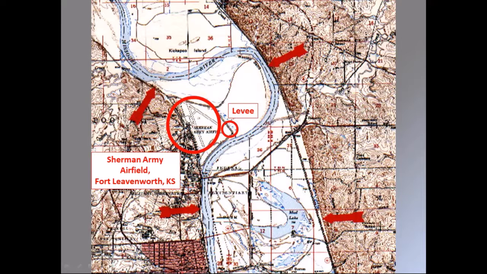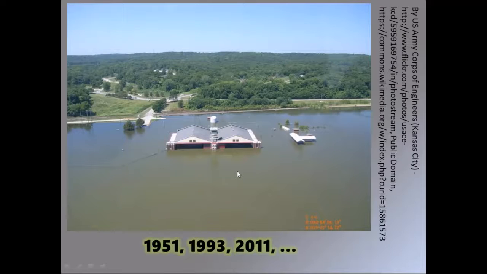There's the Army Airfield, and the engineers recognized the danger of the nearby Missouri River and decided to build a levee there to try to block it off. However, they haven't been real successful. The flooding of that river has occurred 3 times, listed there on the dates: 1951, 1993, and 2011. And so this place periodically gets flooded out.